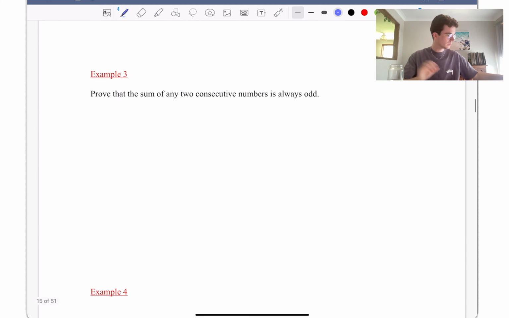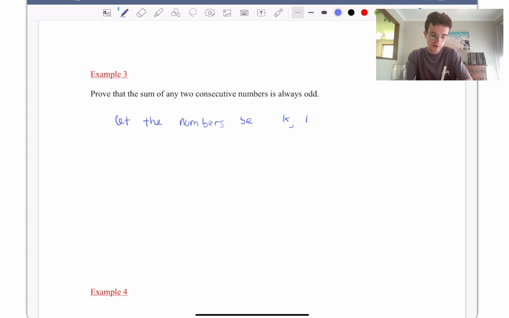Example 3. Prove that the sum of any two consecutive numbers is odd. So let's say we've got two numbers, k and k plus 1, for some integer k. Well, the sum, we might say let the sum equal s, is k plus k plus 1, which is equal to 2k plus 1, which is odd.